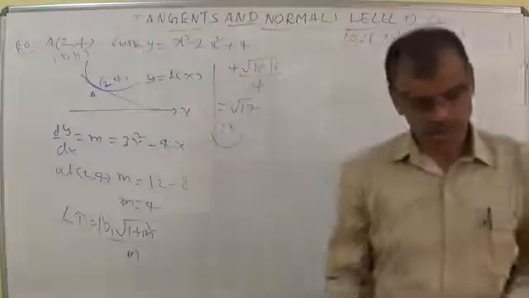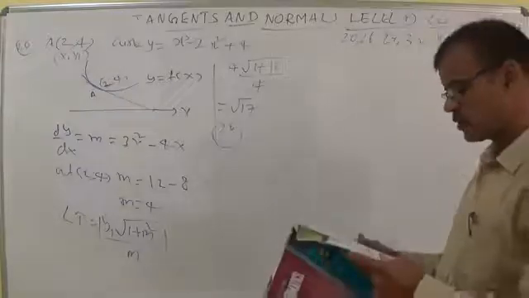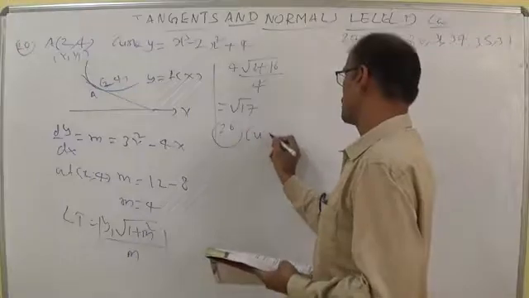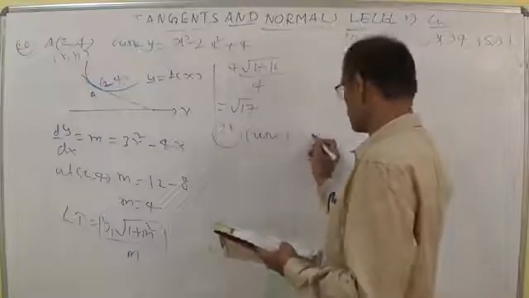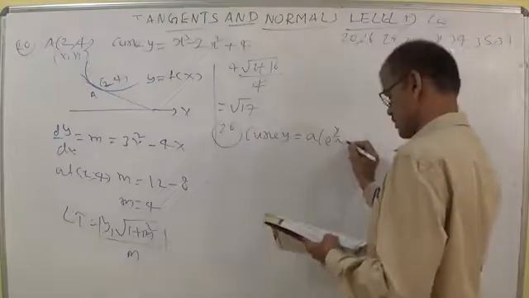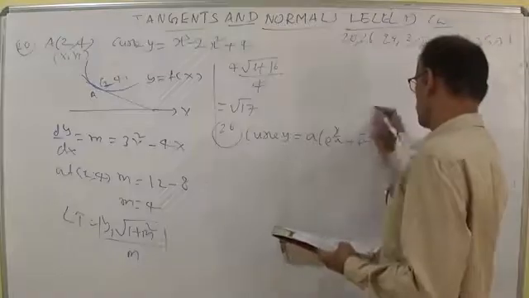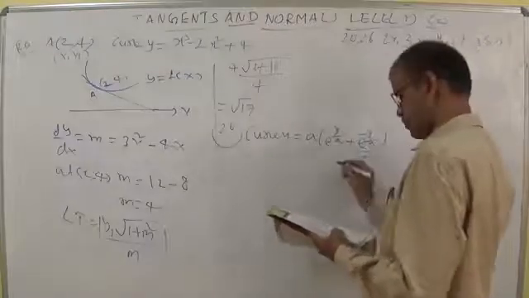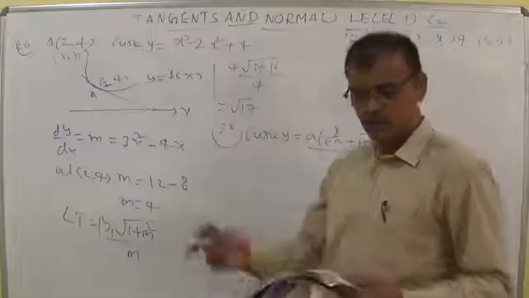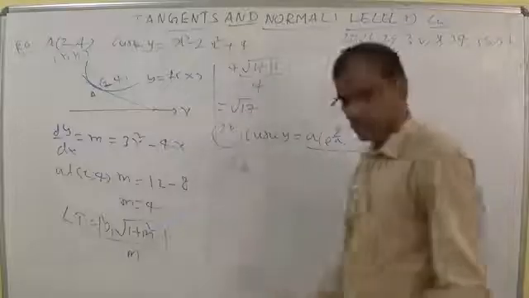26th question. Length of normal to the given curve at any point. The curve is given like this: y equals a into e power x by a plus e power minus x by a, whole by 2. The length of normal to the curve at any point varies as... you should calculate the length of normal.